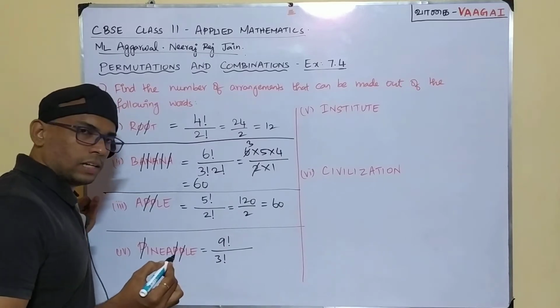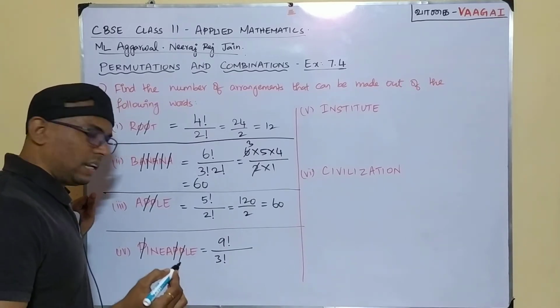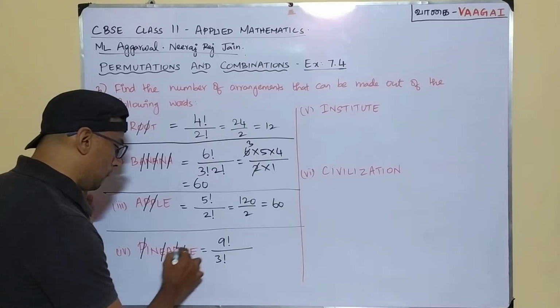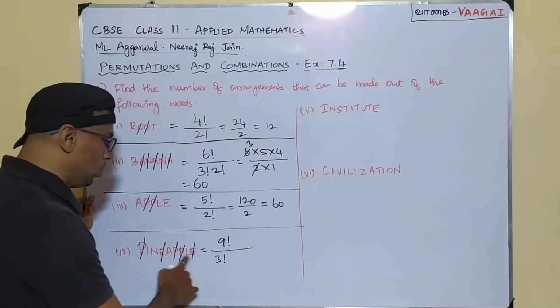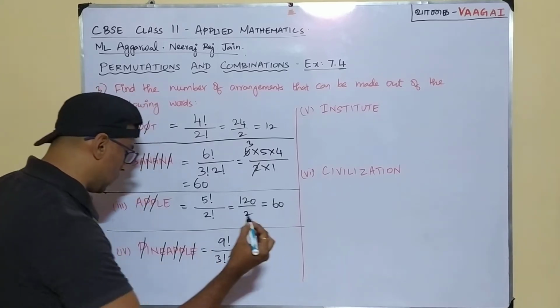And do you see any other letters repeated? Yes, of course, the letter E is also repeated, right? So E is appearing 2 times. So there are 2 E's here. So again, divided by 2 factorial.